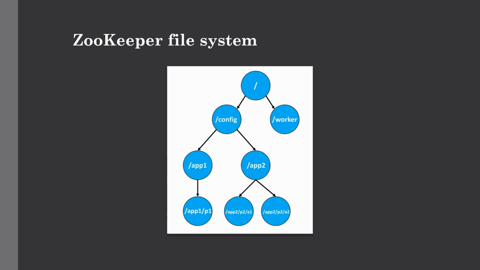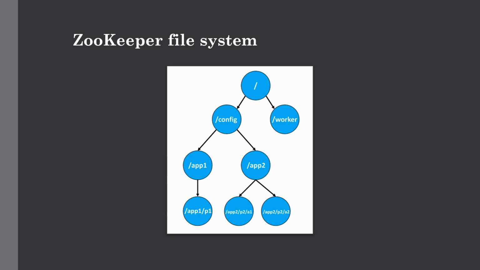In this diagram, we have the root znode denoted by slash, and under this root node we have two nodes, config and worker. The config namespace is used for centralized configuration and the worker namespace is used for naming. Under config, as you can see, we have app1 and app2, and each znode can store up to 1 megabyte of data. This is similar to the Unix file system, except that the parent znode can also store data. The main purpose of this structure is to store the synchronized data and describe the metadata of the znode.